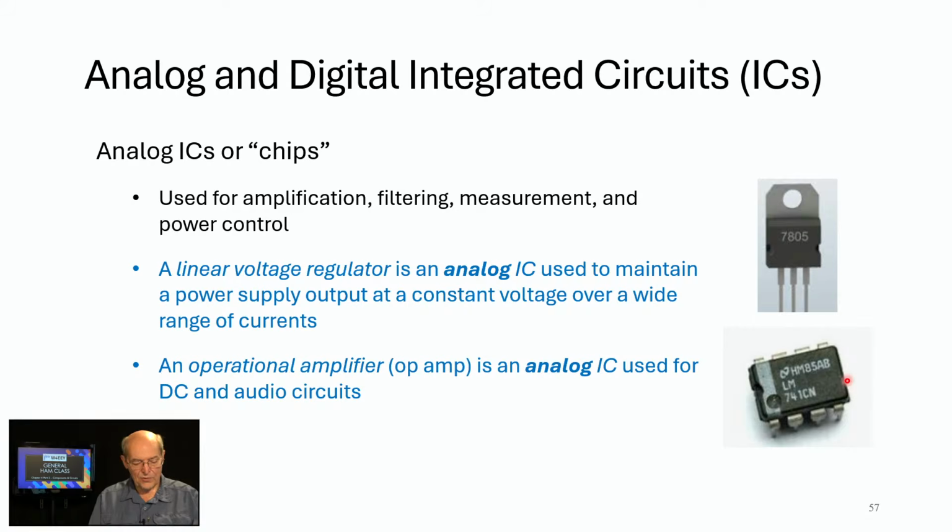Now the 741 op amp, or operational amplifier, is probably the most prolific that's out there. You can get these for pennies. Find them at Hamfests in bags. An operational amplifier is an analog IC used for DC and audio circuits. Again, it operates over a wide range of values. That's what makes it an analog part.